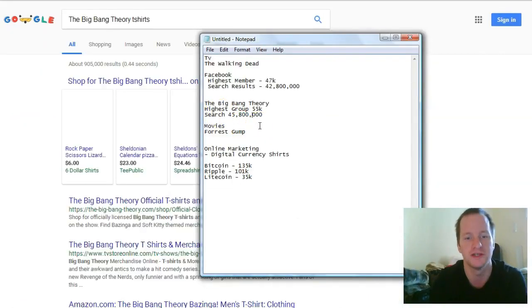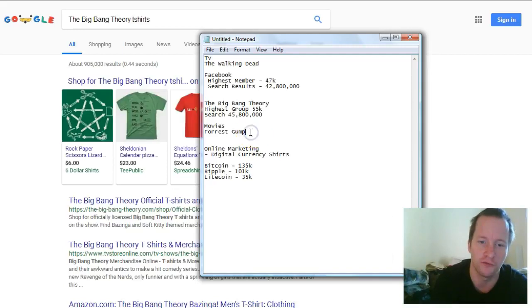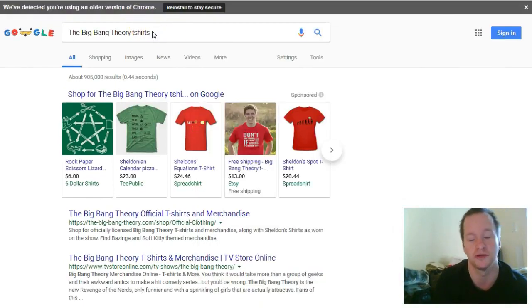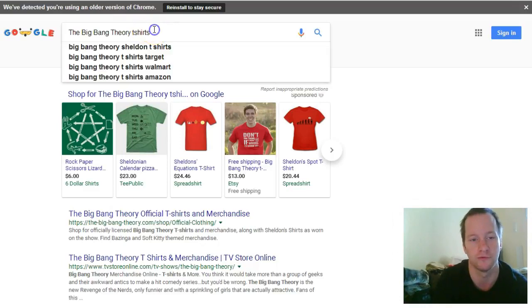So now we're going to go to movies, and we're going to look at Forrest Gump. We're going to do the same exact thing. We're going to find out what the search engine brings back for Forrest Gump.